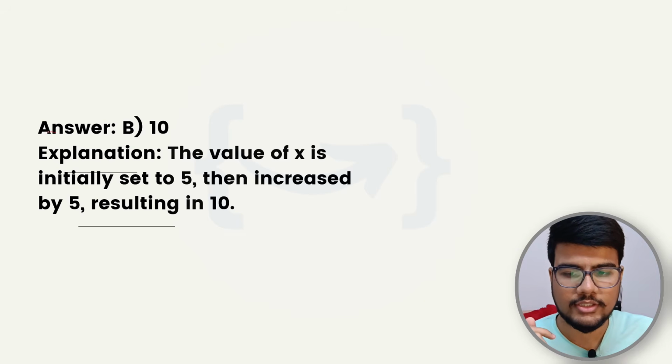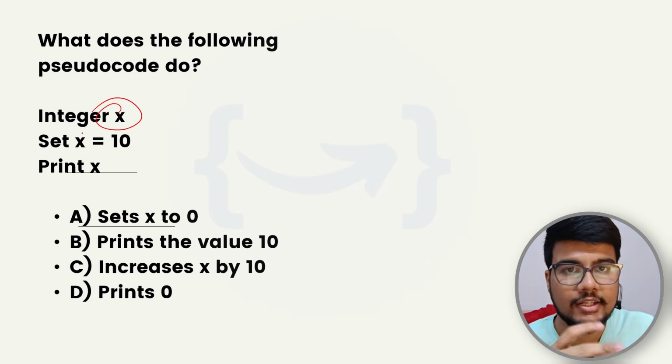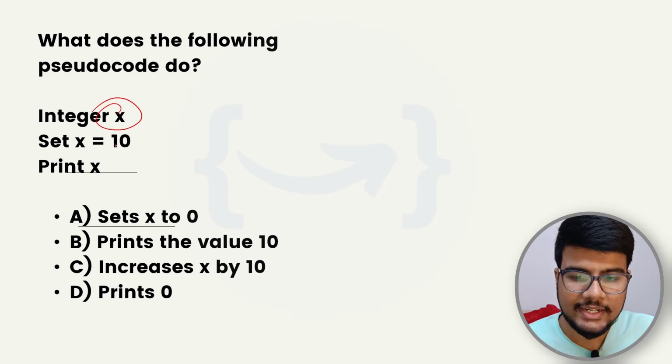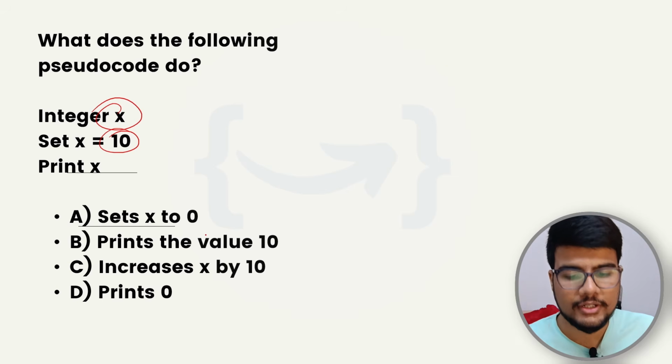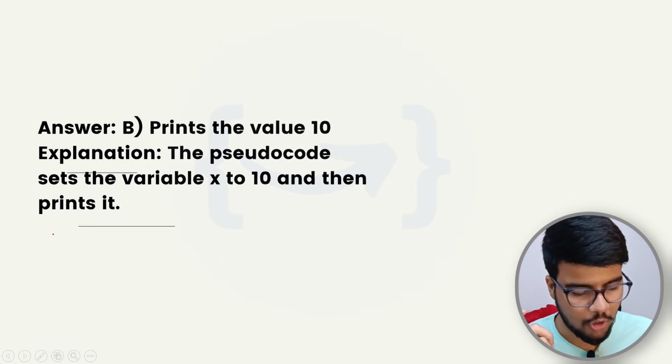B value is 10, you can see the explanation also. Without wasting time, integer x has been initialized, set x as 10, print x would be 10. So printing the value 10 would be the right answer, the B option. Yes, the B option is right.